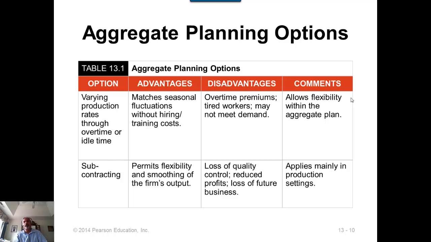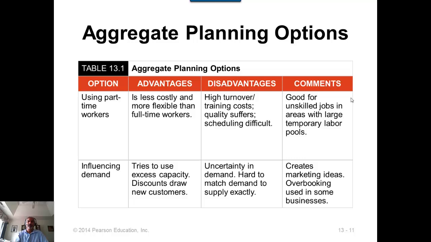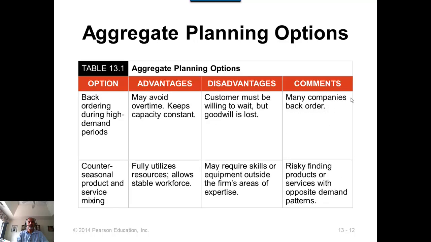Subcontracting again applies only to production environment and not service environment. So using part-time workers is good for unskilled labor. Skilled labor, typically they are not going to be coming in for part-time work. Now influencing demand, so demand options. So you have discounts and promotions, then back ordering, and then counter seasonal products and services.